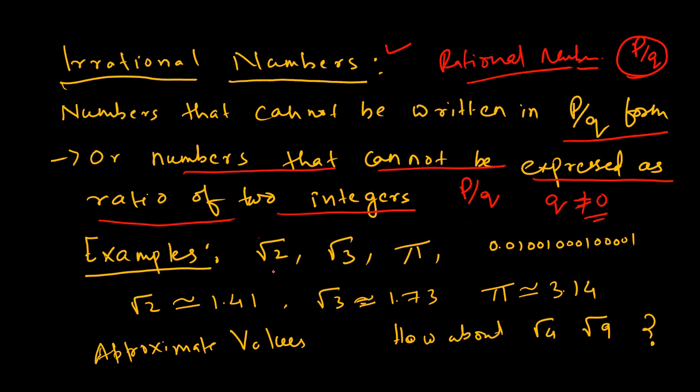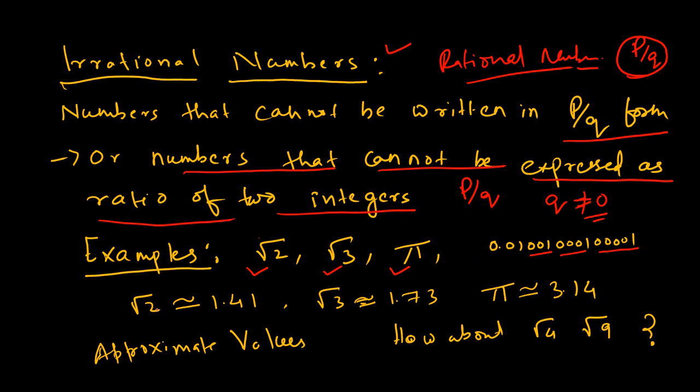Well, the examples are like this: root 2, root 3, pi, or a number like this: 0.01001, and then 0001, where the number of zeros keeps increasing over time and it's not ending. So these numbers cannot be expressed in p by q form, or as a ratio of two numbers.